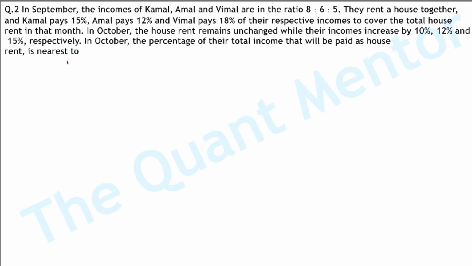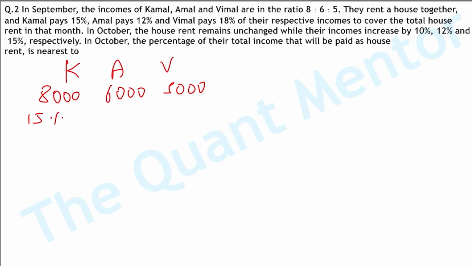So for Kamal, Amal and Vimal, K, A and V, the ratio of incomes is 8 is to 6 is to 5. Let's take some numbers for these ratios. Let's take 8,000 rupees for Kamal, 6,000 rupees for Amal and 5,000 rupees as the income for Vimal. They rent a house together and Kamal pays 15% of his income. Now 15% of 8,000 will be 15 upon 100 into 8,000. That will be nothing but 1,200 rupees.